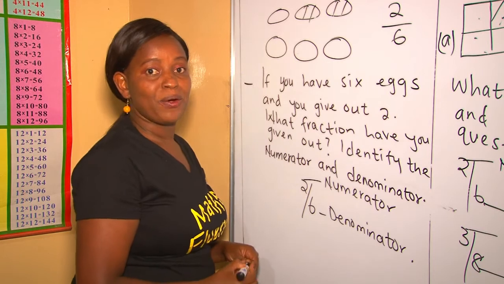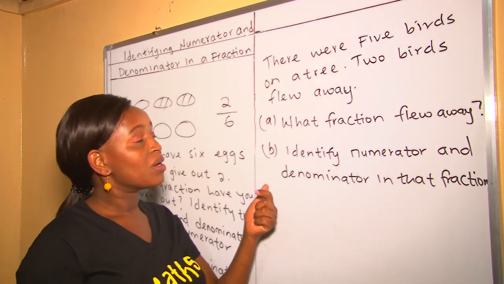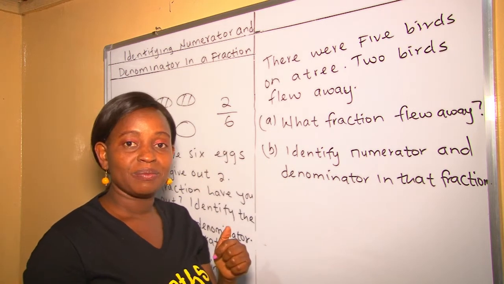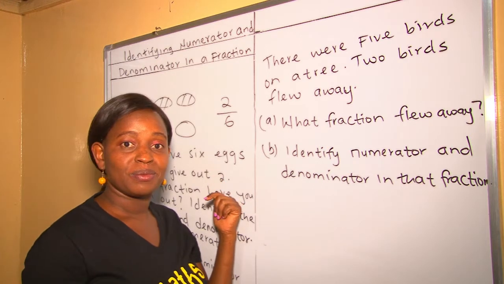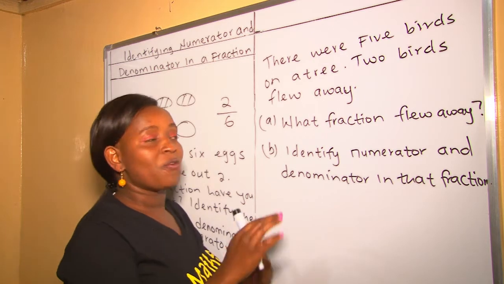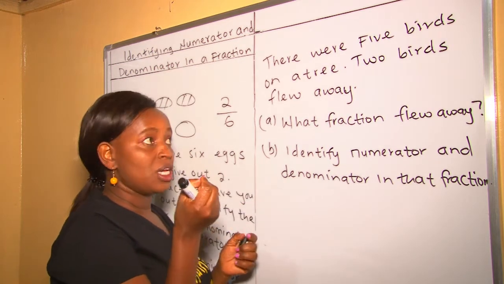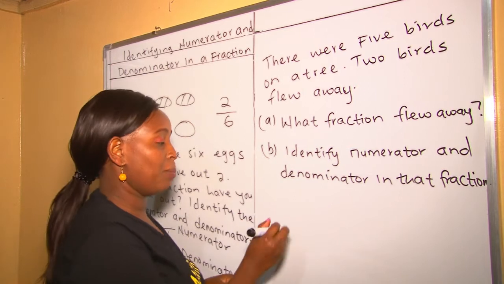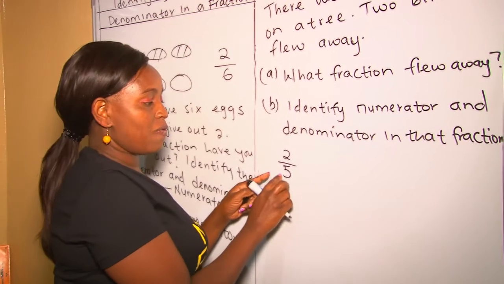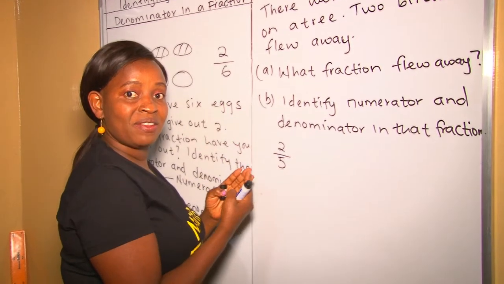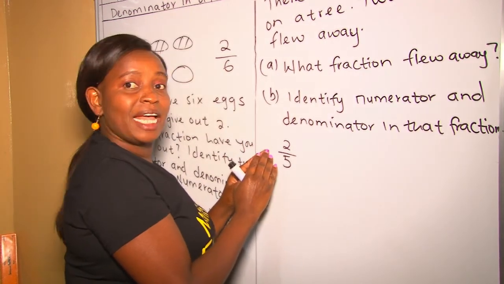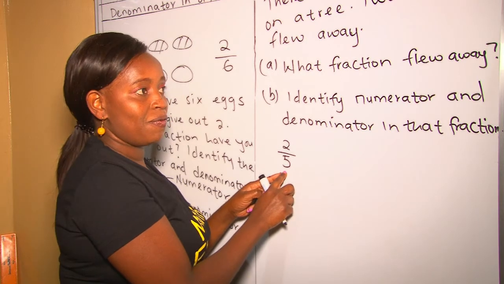Let's have another example. In this example, we are told that there were 5 birds on a tree. 2 birds flew away. So what fraction flew away? Out of the 5 birds, 2 flew away. So to write that as a fraction, it shall be 2 out of 5. So 5 represents the total number of birds that were there. So out of these 5, only 2 flew away. And therefore, as a fraction, it's 2 out of 5.